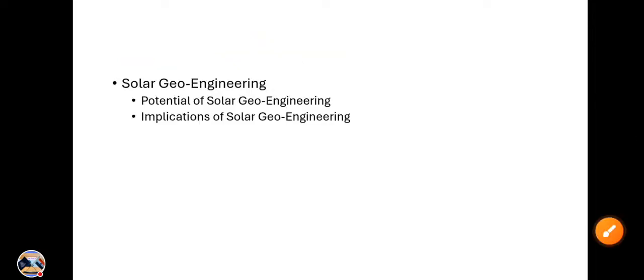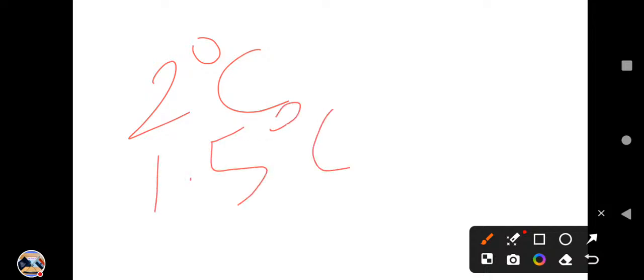Okay, and why is solar geoengineering being considered? Because the Paris Agreement's target requires limiting global temperature increase well below what? 2 degrees Celsius above pre-industrial levels, and pursuing efforts to limit the temperature increase to 1.5 degrees Celsius. This is the global temperature target of the Paris Agreement.